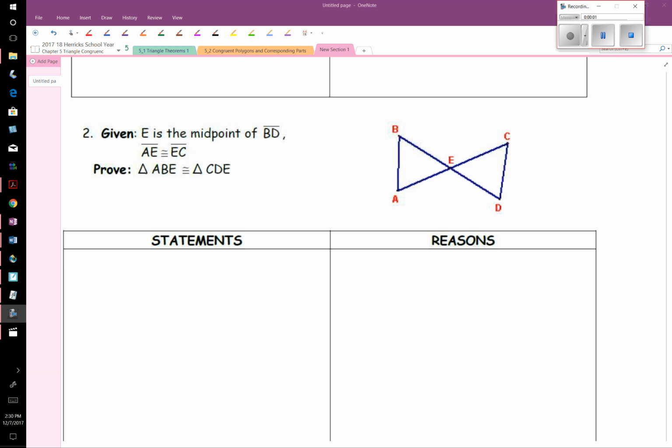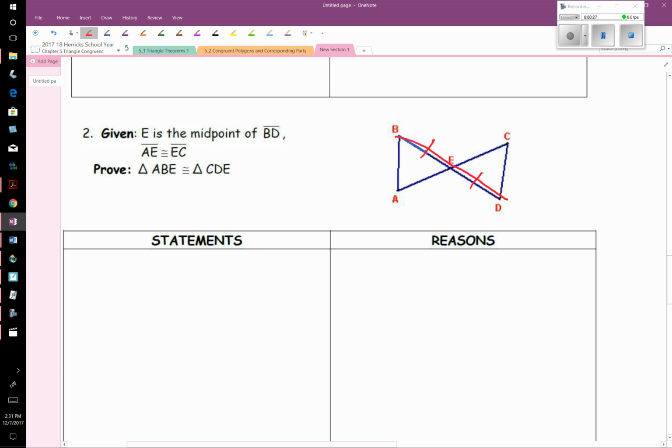So here's another example. It's number 2 in the class worksheet of using the shortcuts for triangle congruence. So let's take a look again. It says E is the midpoint of BD. Okay, so I've got to mark E is the midpoint of BD, which is this segment right here. I've got to be careful, so that means this.